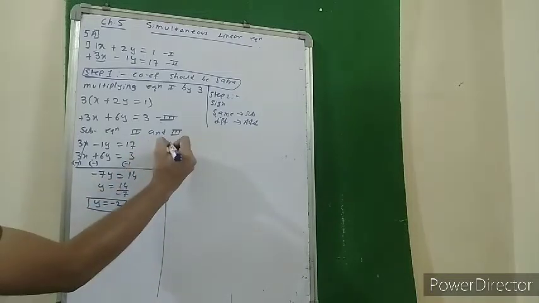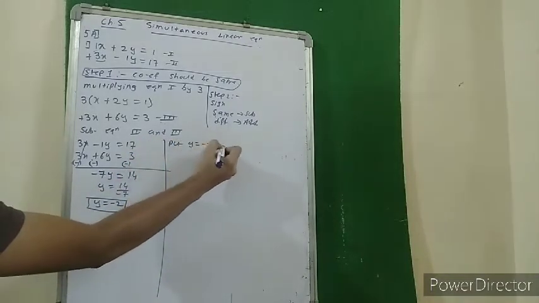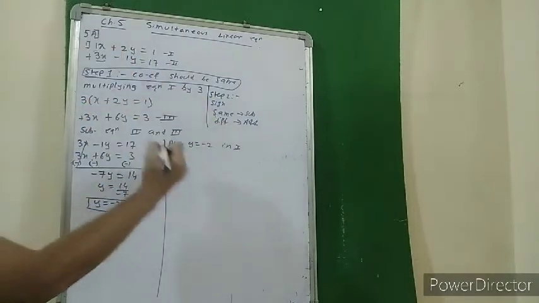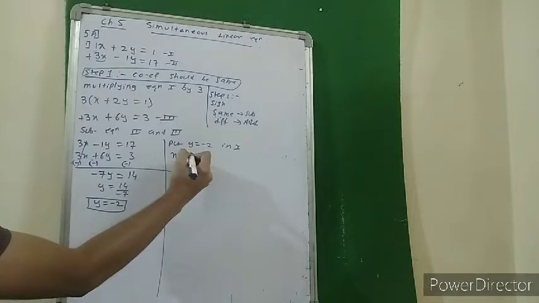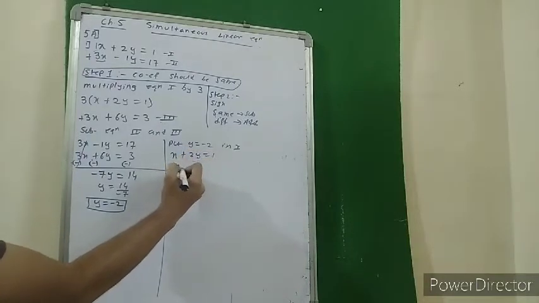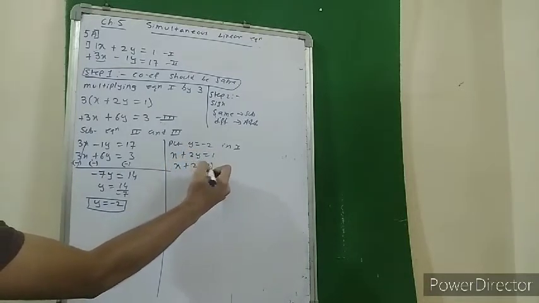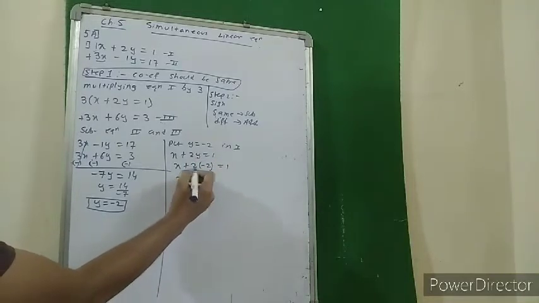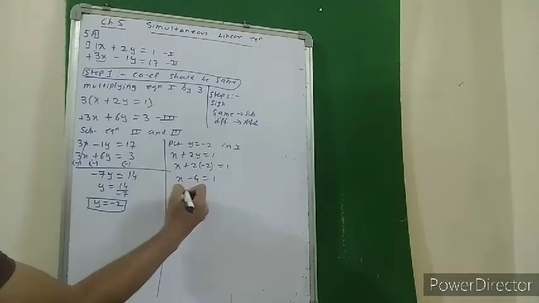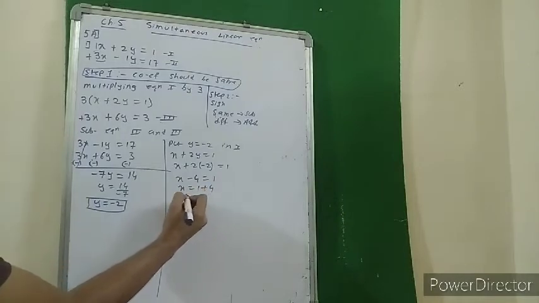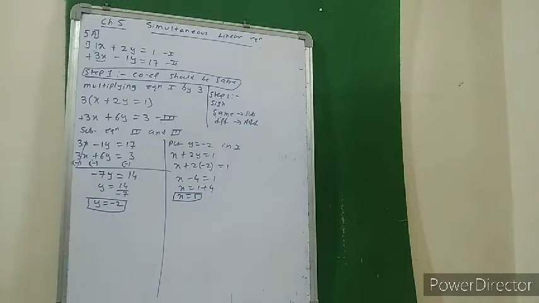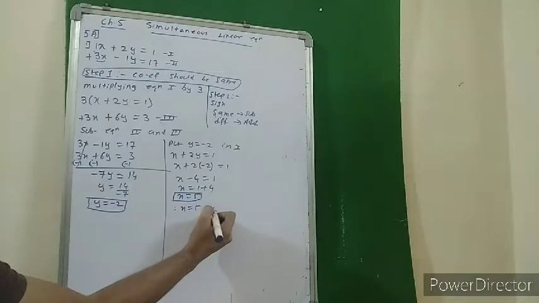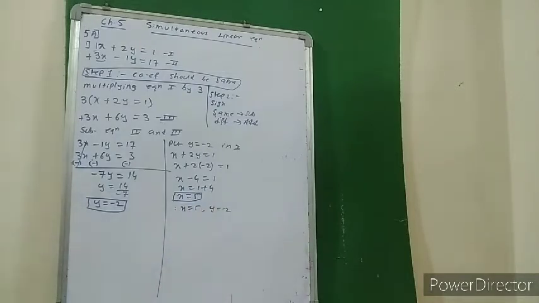So put y is equal to minus 2 in equation 1. What is equation 1? x plus 2y is equal to 1. What is y? Minus 2. So for the value of x, 2 twos are 4. So x is equal to 1 plus 4. Value of x is 5. Therefore x is equal to 5 and y is equal to minus 2.